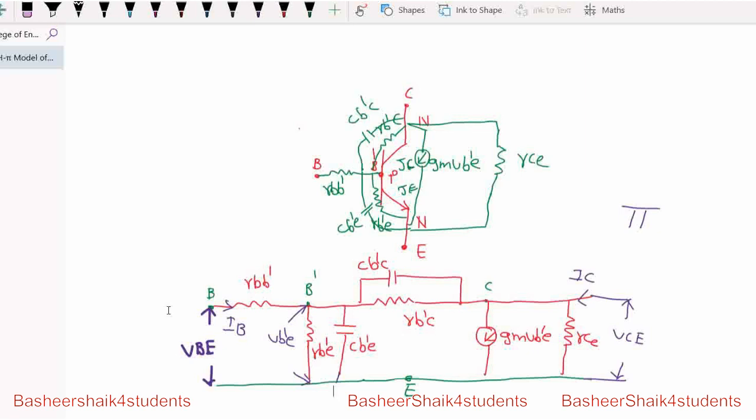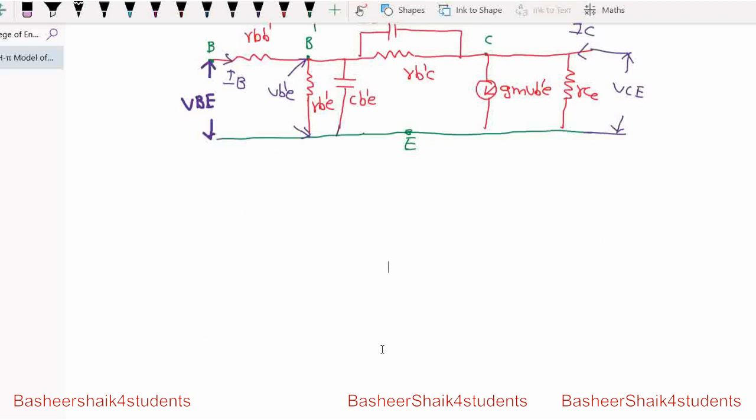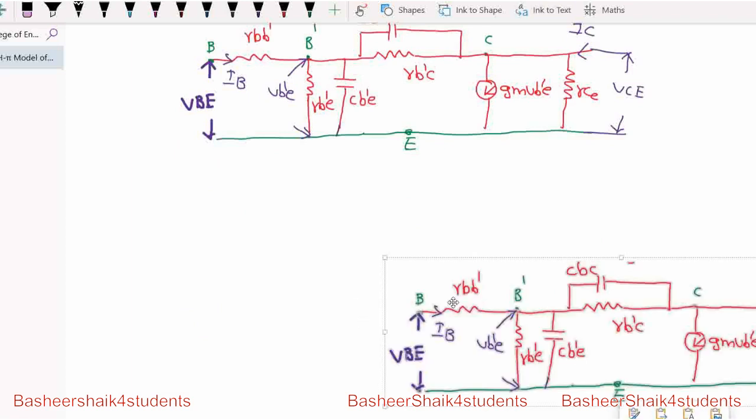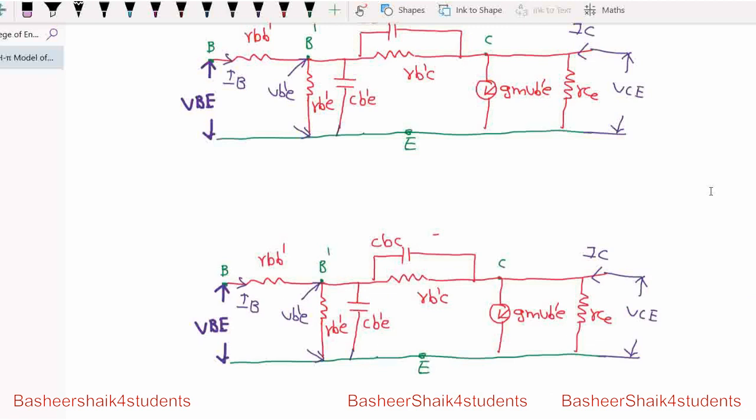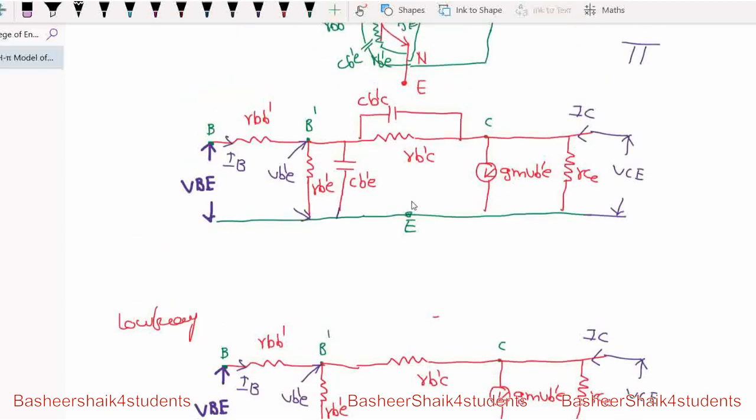It means the same circuitry without any capacitors is very useful in order to analyze the transistor in the low frequency model. So simply take out the capacitors and we can use the same for low frequency analysis. Just take this out, and this circuitry itself acts as the low frequency circuitry. This is for the low frequency analysis, and the above one is for the high frequency analysis.